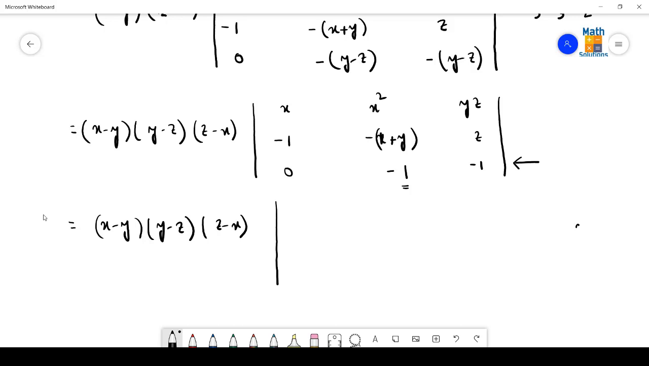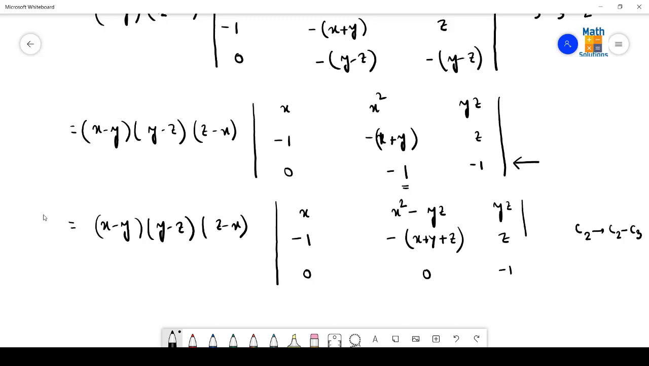I have to write C2 replaced by C2 minus C3. In that case these changes will occur. x, then x square minus yz, then after this the third column will remain as it is, then minus 1, here one more thing will be getting added like this, then in this part z will remain as it is, in this part 0, here it is 0, and in this part it is minus 1.